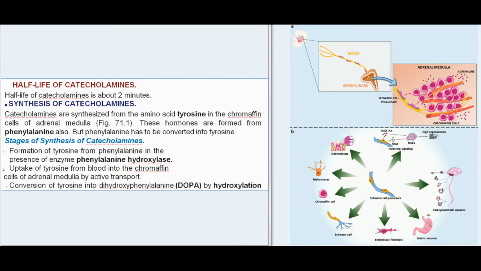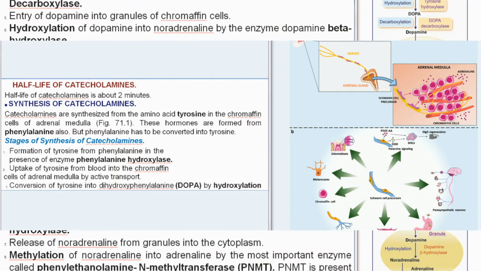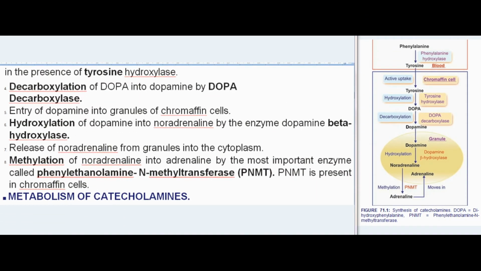Uptake of tyrosine from blood into the chromaffin cells of adrenal medulla by active transport. Conversion of tyrosine into dihydroxyphenylalanine, DOPA, by hydroxylation in the presence of tyrosine hydroxylase. Decarboxylation of DOPA into dopamine by DOPA decarboxylase. Entry of dopamine into granules of chromaffin cells. Hydroxylation of dopamine into noradrenaline by the enzyme dopamine beta hydroxylase.